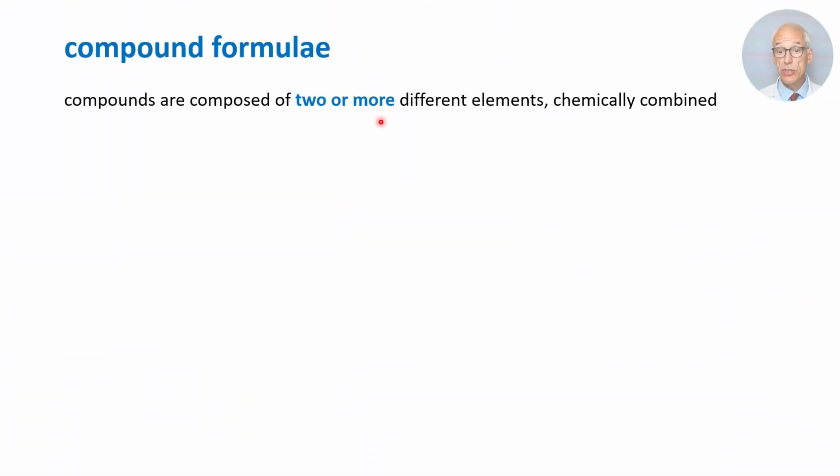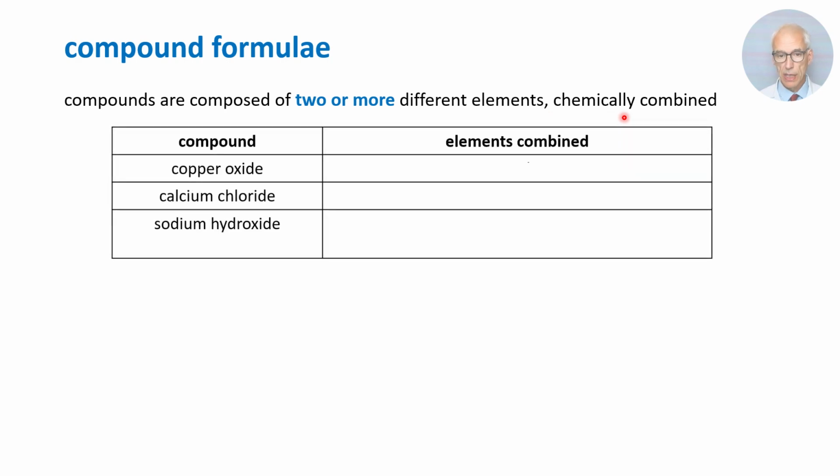Compounds are composed of two or more different elements chemically combined. Here are some named compounds: copper oxide, calcium chloride, sodium hydroxide. The elements combined in copper oxide are, of course, copper and oxygen. What elements are combined in calcium chloride and in sodium hydroxide? Pause, write down or speak out the elements combined. Restart to check.